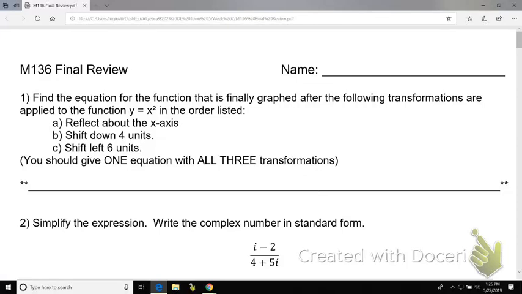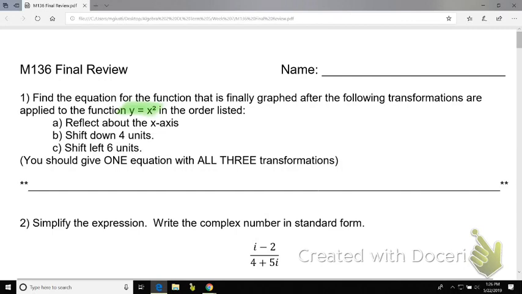Okay, so for problem number 1, it says find the equation for the function that is finally graphed after the following transformations are applied to the function y equals x squared in the order listed. Okay, so the day that you guys were taught this lesson, it was actually the day that Andrea from Muncie taught the lesson over transformations and translations. And a couple things you want to notice or pay attention to. They did tell us to use y equals x squared.